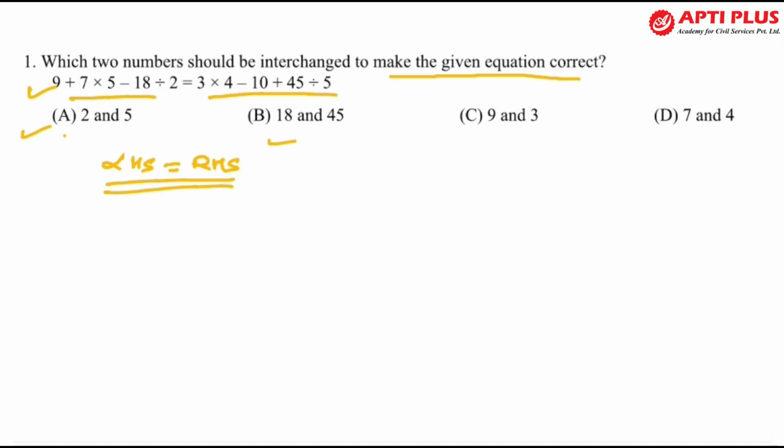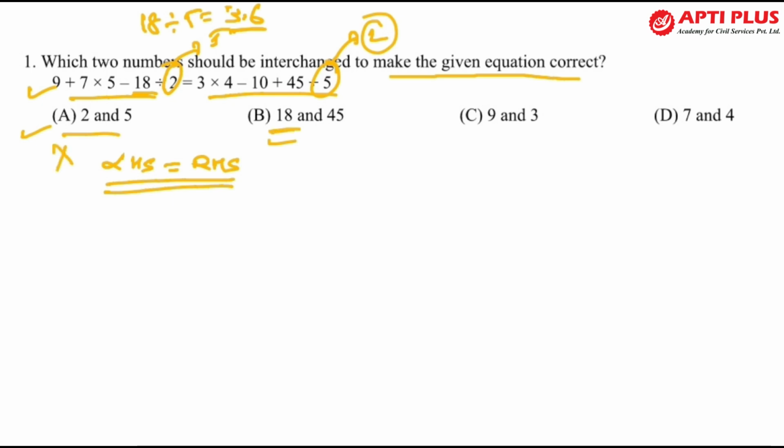So if you use option A, 2 and 5 to be interchanged, okay, so this is 2, here comes 5, and this is 5, here comes 2. So that means now we have to divide 18 by 5. That means 18 divided by 5 will be, 5 3s are 15, 5 6s are 30. Okay, so some decimal number will come, so this will be incorrect.